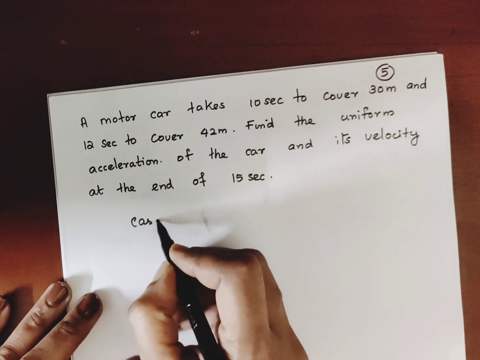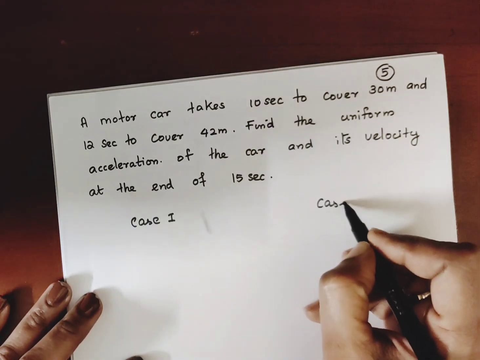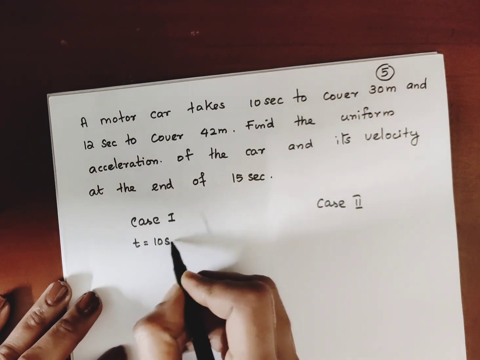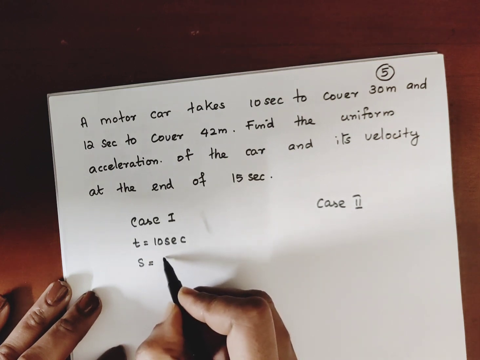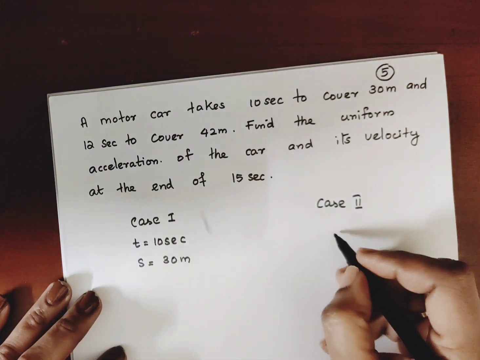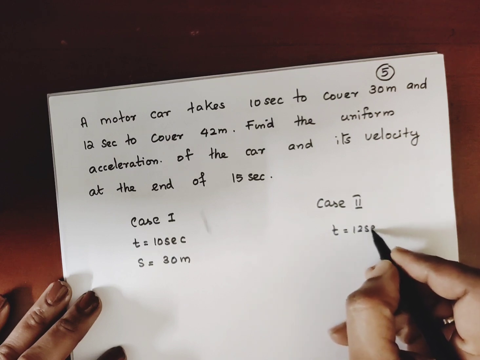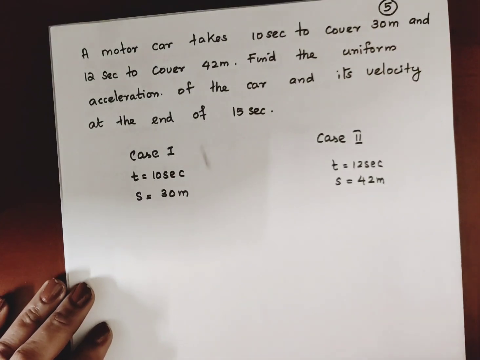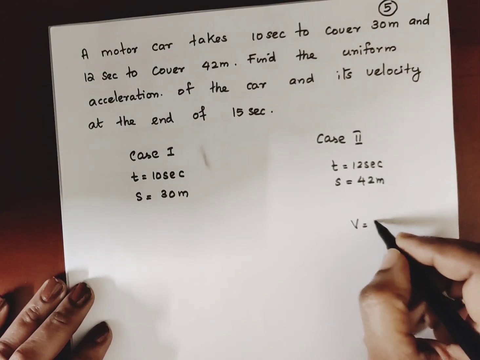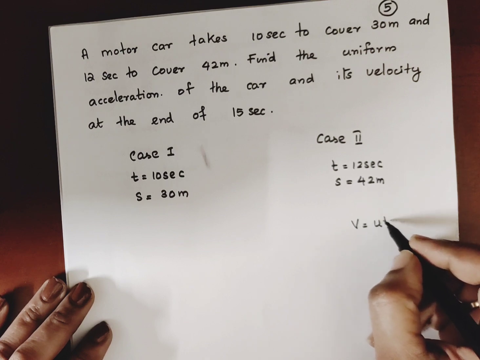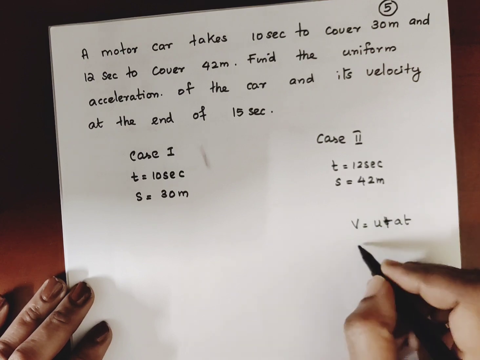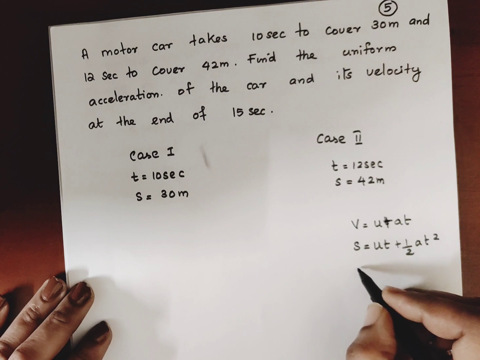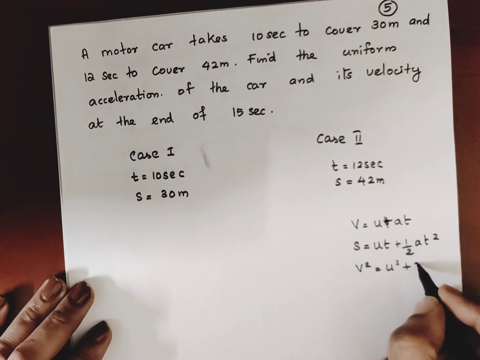So here you have case 1 and case 2. So in case 1, t is equal to 10 seconds and displacement is equal to 30 meter, and in case 2, t is equal to 12 seconds and displacement is equal to 42 meter. So you have the three equations of motion. v is equal to u plus at. Second equation, s is equal to ut plus half at squared. Third equation, v square is equal to u square plus 2as.